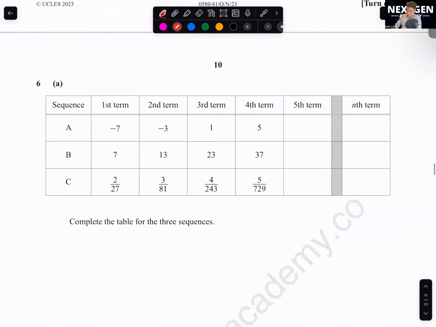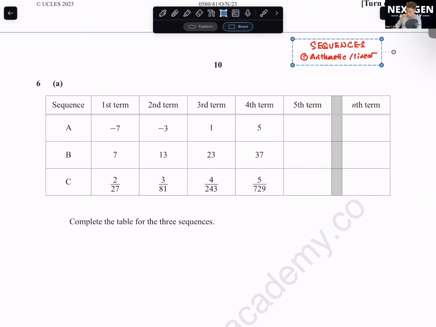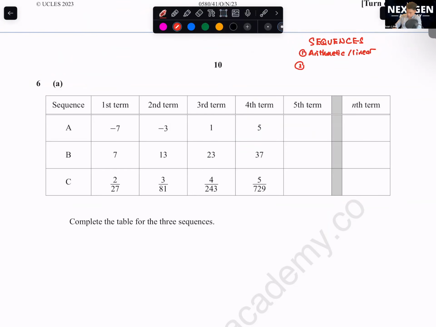If you don't know how to do sequences, there are a few things that we need to know. Number one, arithmetic or linear sequences. Number two is geometric. Number three, quadratic. And then number four is cubic. Please write all this down if you're not sure what you need to know.